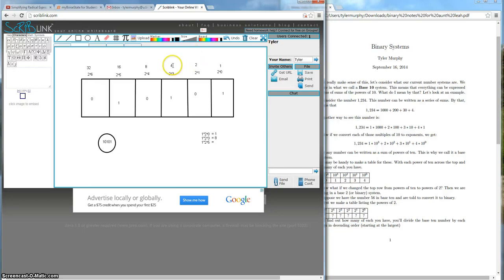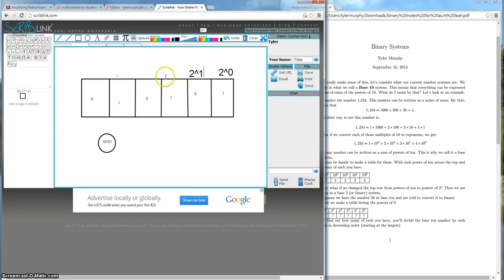Ah, I screwed this up. I forgot 2 squared. Okay, let's erase these. See? I'm really good at math and I still made an error. Okay, let's try that again. So, 2 to the 0. Ooh, that's a big marker.